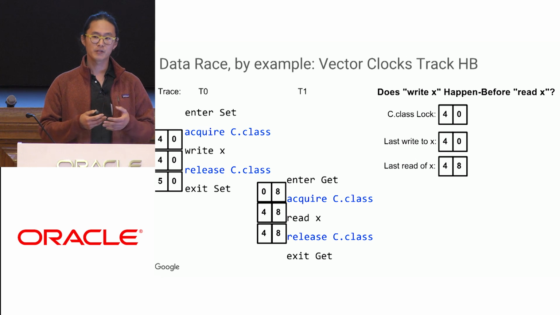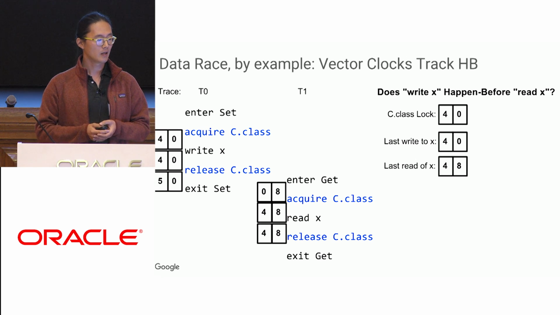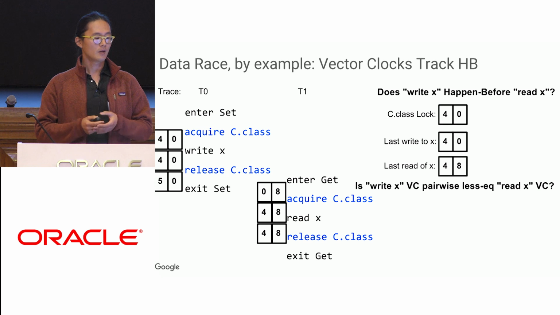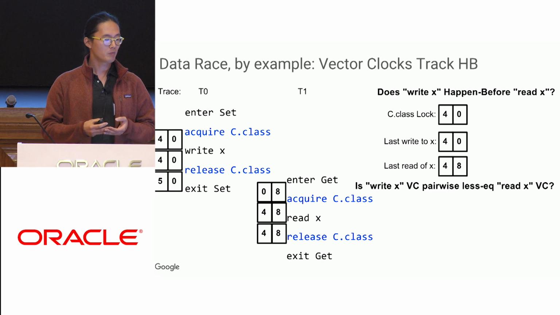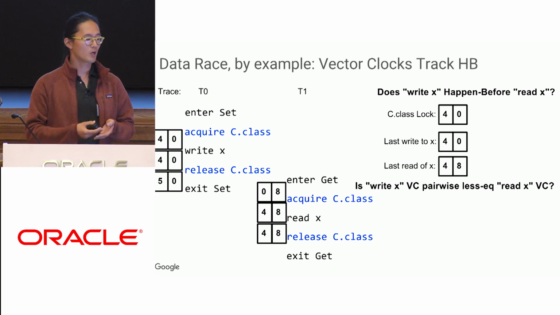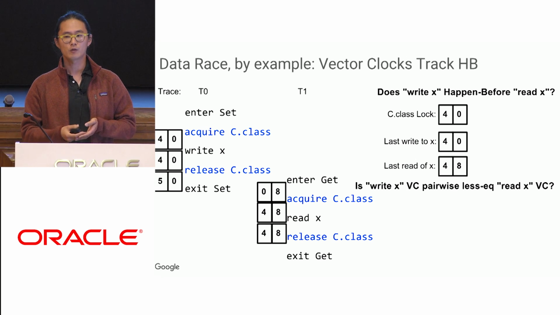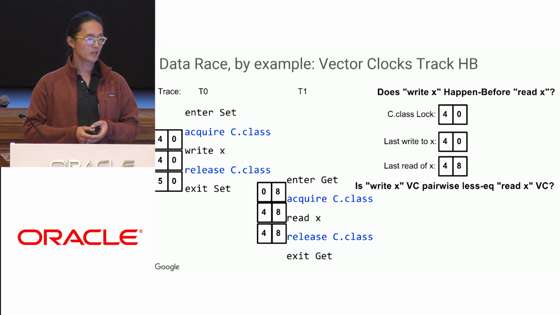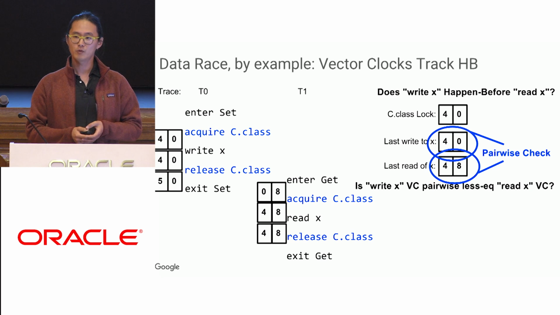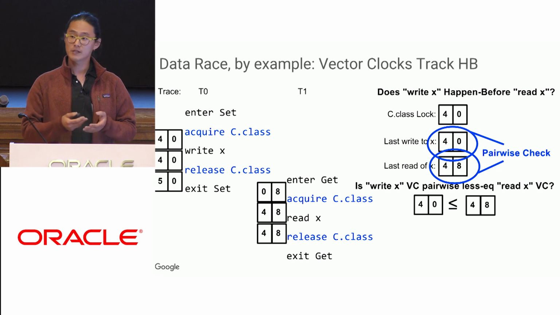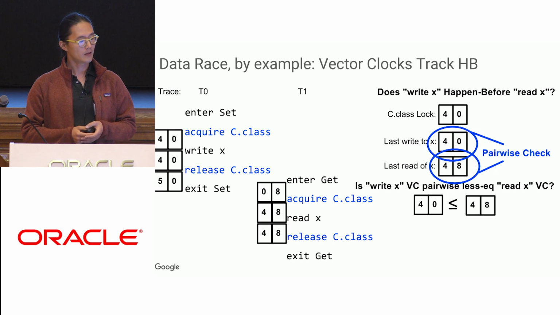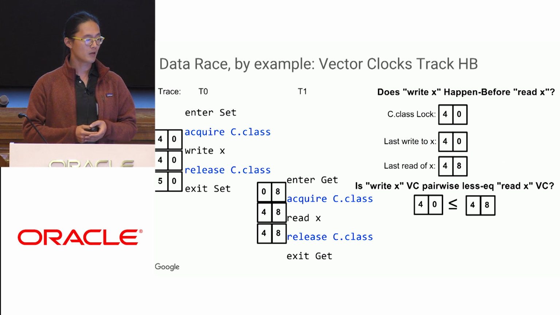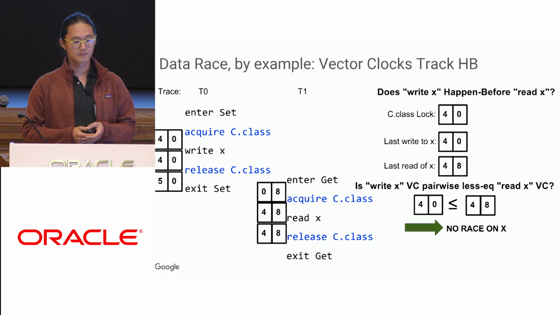But now we're ready to do a particular check. The question of whether the write of x happens before the read of x gets translated to this equivalent problem: is the write of x vector clock pairwise less than or equal to the read of x vector clock? So we take the two vector clocks that we've seen before, and we do a pairwise comparison. Is 4 less than or equal to 4? Yes. Is 0 less than or equal to 8? Yes. The answer is yes, and this pair of accesses do not race.